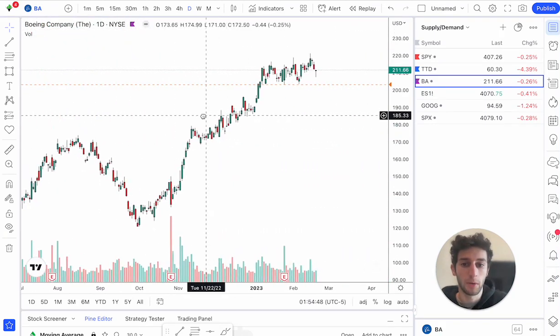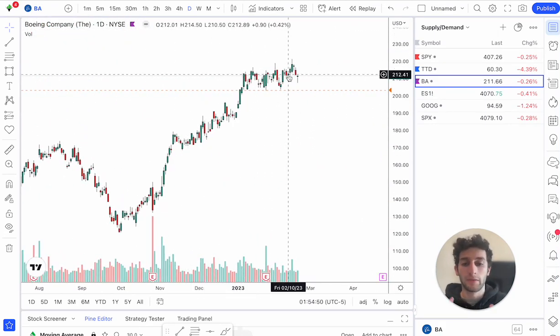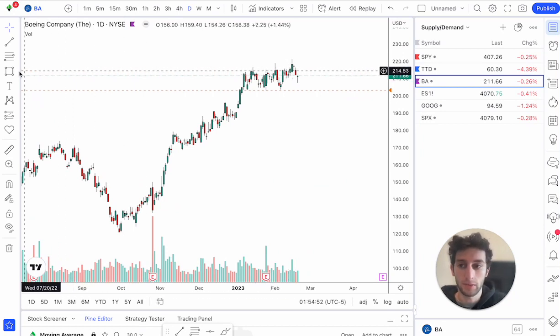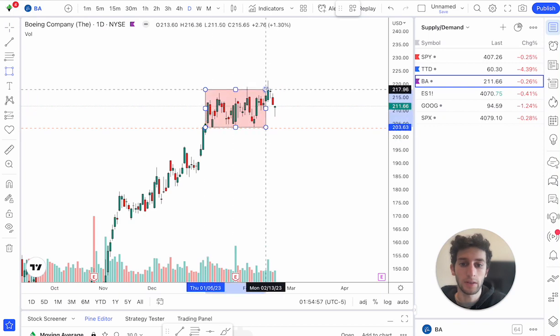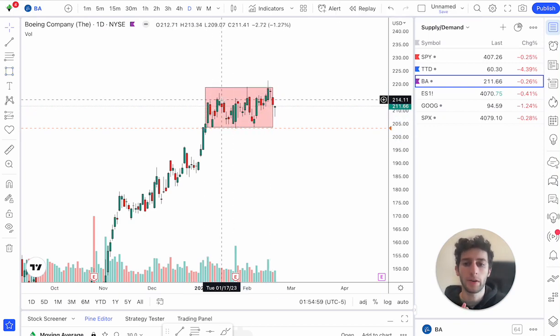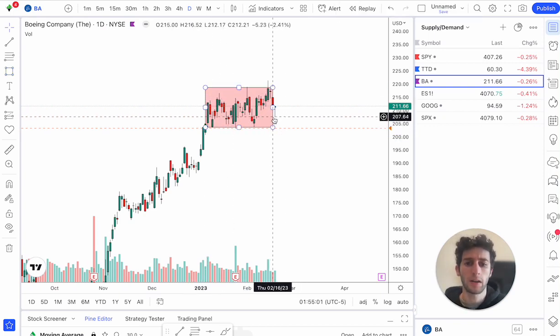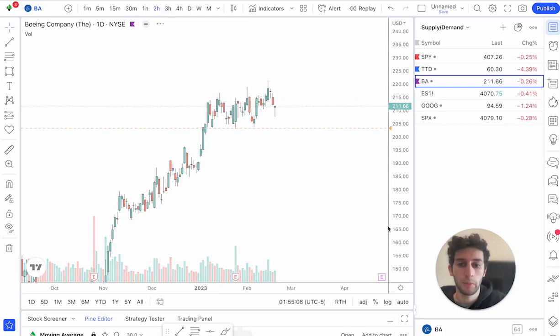So you can see here, Boeing. Right now, you can kind of guess, we're going to be in a contraction phase, right? If I zoom in here a little bit, you can see price is in this chop zone, right? Very up and down, very back and forth, not a clear momentum shift. It's very hard to tell what price is doing. Now, let me zoom in a little bit here.